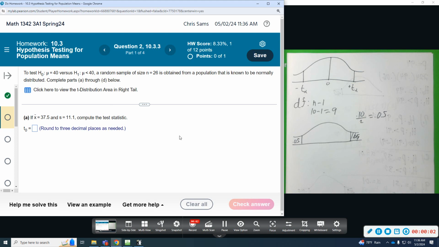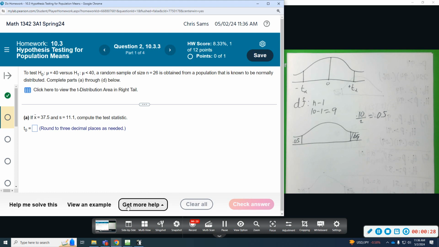All right, number 2, we're going to test the null, mean equals 40 versus alternative less than 40, random sample size n equals 26 obtained from a population that is known to be normally distributed. I'm going to complete parts 1 through 4. So first we're going to find the test statistic.